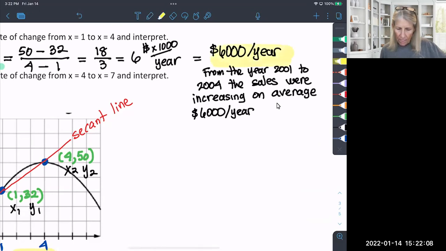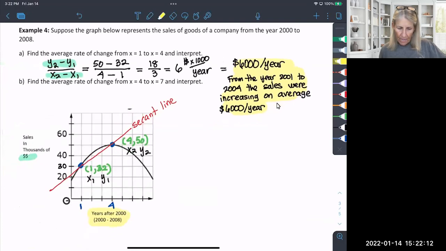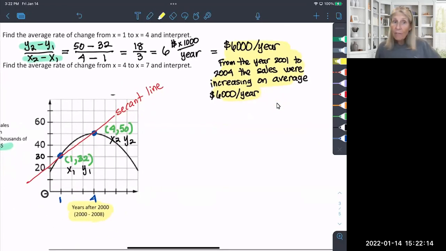So you can see this could be very helpful for a business. Now, it is only an average rate of change. That doesn't mean exactly every year it went up 6,000. It means if you averaged all the years out, that's what would happen.